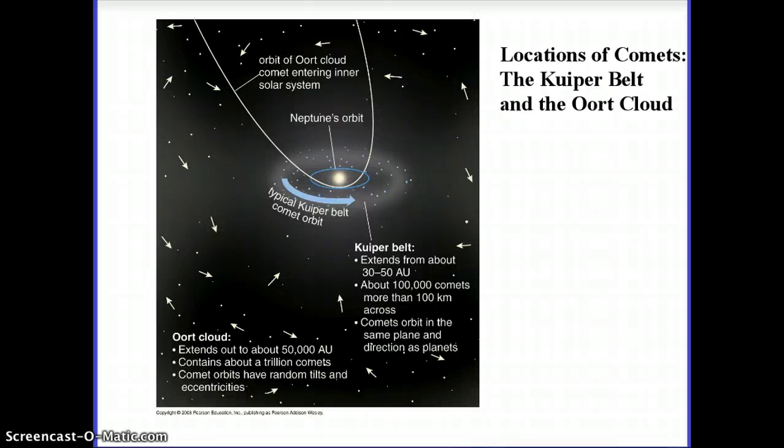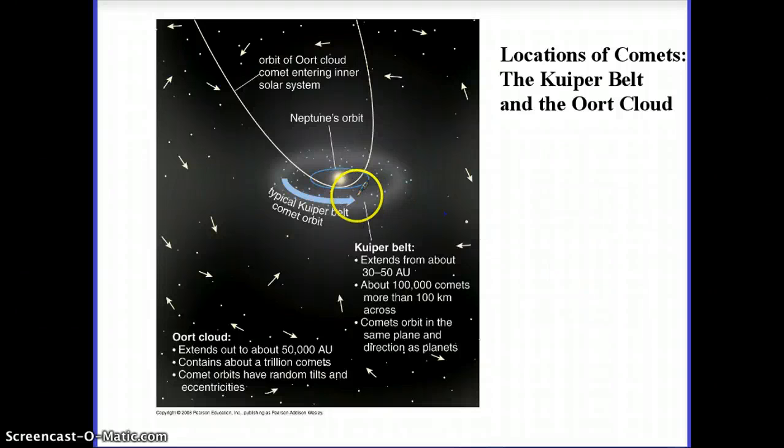So where are these comets? This is another figure from chapter 12 of your book, and you should definitely study this one. Most comets are out here beyond Neptune's orbit and even beyond Pluto's orbit. There's a region called the Kuiper Belt, which is from about 30 AU, which is about where Pluto is, to 50 AU from the sun.